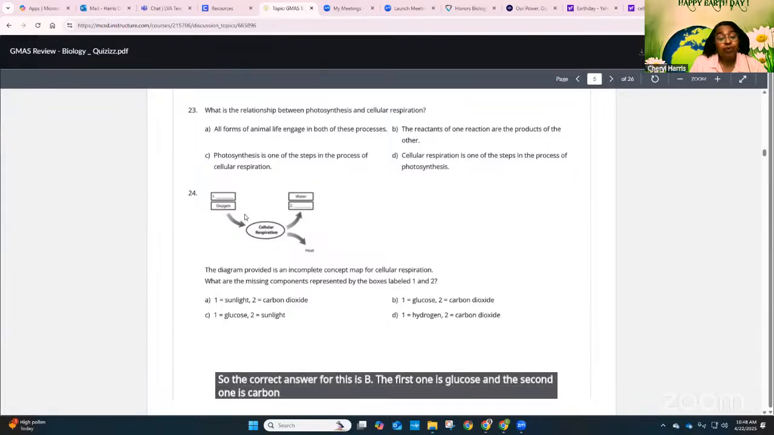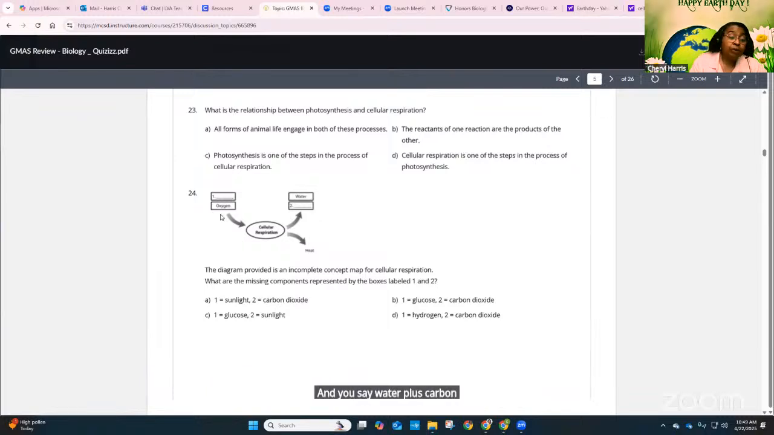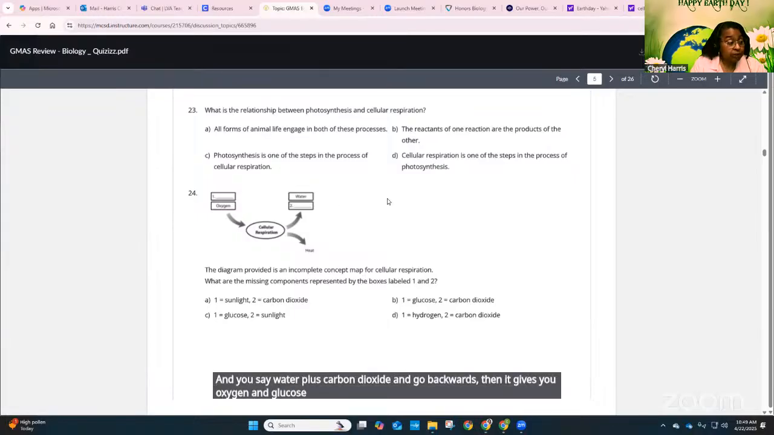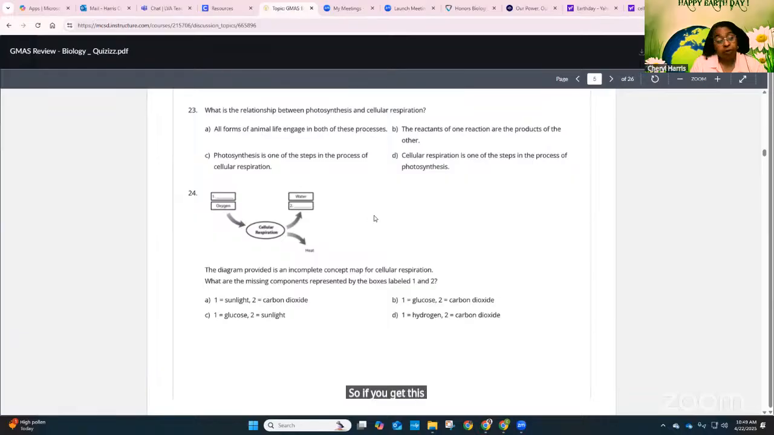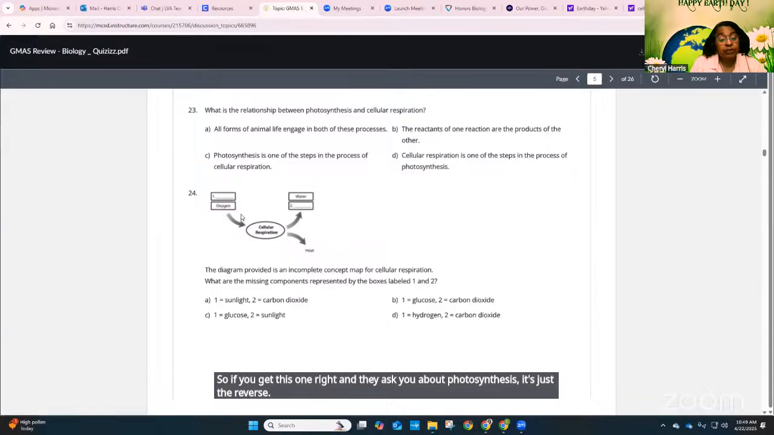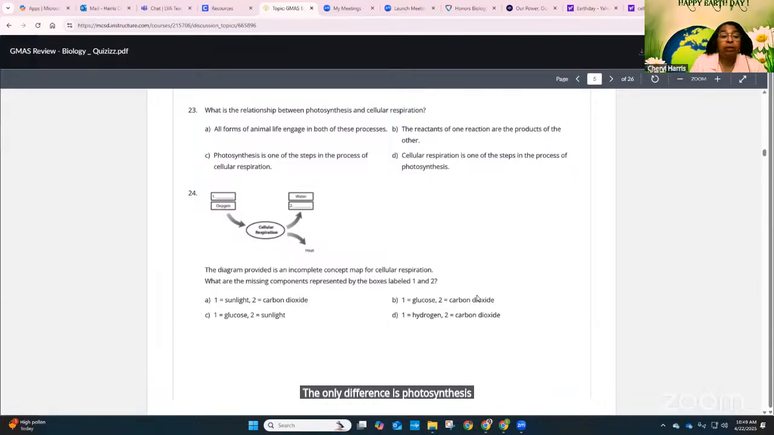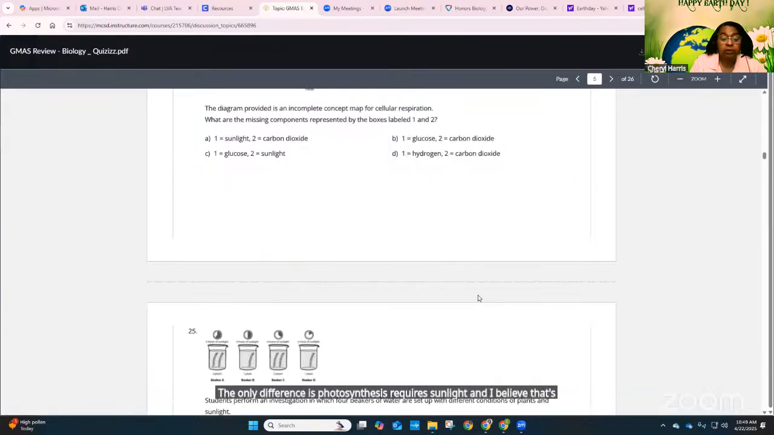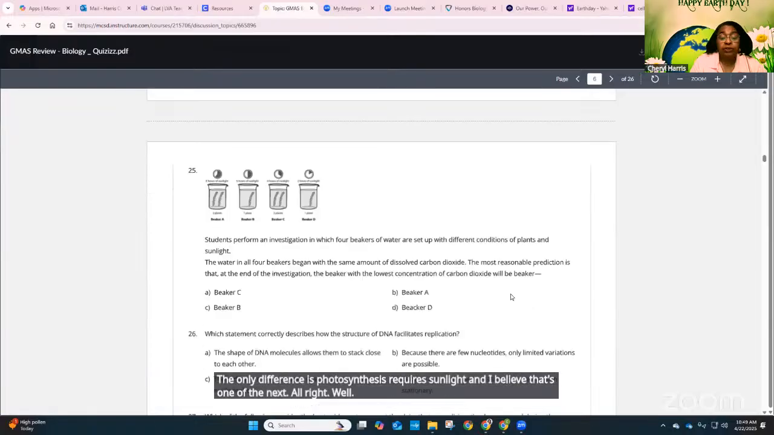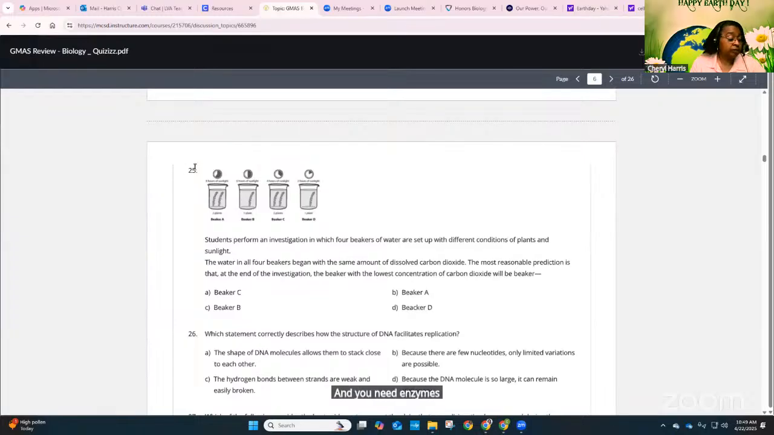Now, if you remember that, if you flip it and you say water plus carbon dioxide and go backwards, then it gives you oxygen and glucose, and that's photosynthesis. So if you get this one right and they ask you about photosynthesis, it's just the reverse. The only difference is photosynthesis requires sunlight, and I believe that's one of the next. All right, well, you have to understand that to do the next question. And you need enzymes for respiration.